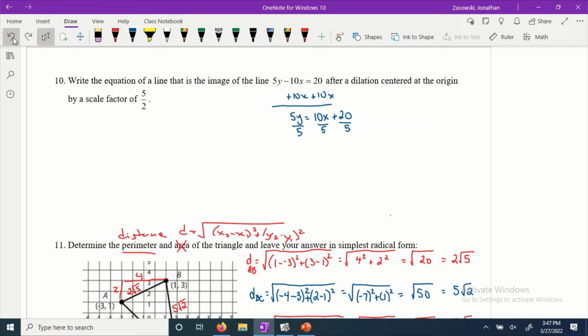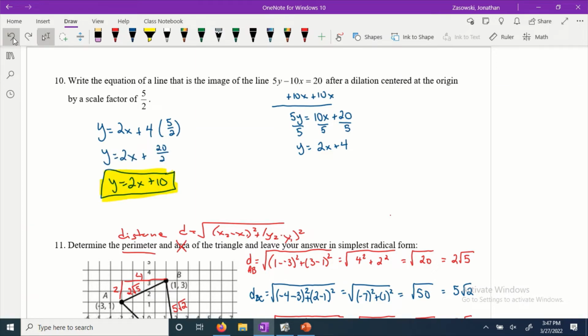So add 10x, divide by 5 to get an answer of 2x plus 4. And then we're going to take 2x plus 4 and multiply the y-intercept times 5 over 2, which is 20 over 2, which is y equals 2x plus 10. So if we had a graph, we'd want to graph y equals 2x plus 4. So 1, 2, 3, 4, okay? And then we're using a slope of 2. So essentially just, you're going to get something that looks like this.